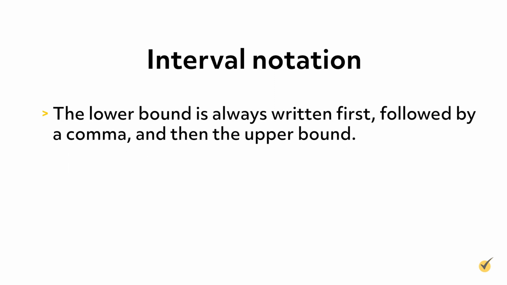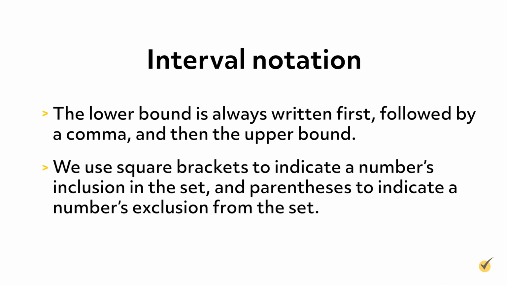The main tricks to remember with interval notation are that 1, the lower bound is always written first, followed by a comma and then the upper bound. And 2, we use square brackets to indicate a number's inclusion in the set and parentheses to indicate a number's exclusion from the set. Some students find it helpful to remember the square brackets and parentheses this way.